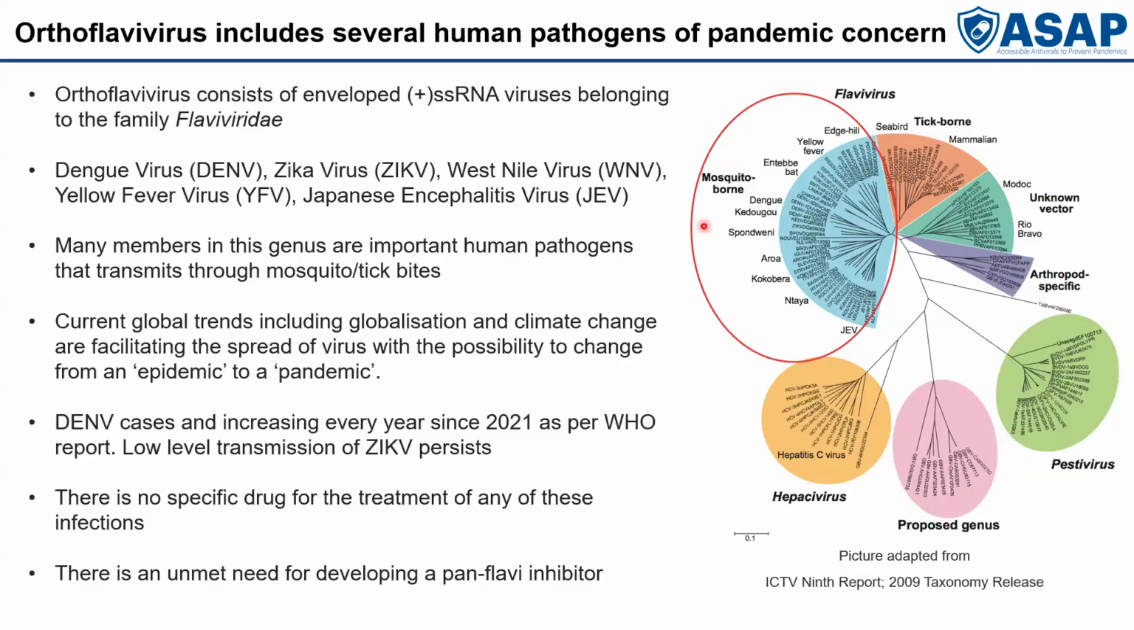They are transmitted either through mosquitoes or through ticks. And with the current trend of globalization and climate change, there is a lot of spread of this virus with the possibility of changing from an epidemic to a pandemic status at any time. So far, there is no specific drug for the treatment of any of these infections. And so therefore, there is an urgent need for developing a Pan-Flavi inhibitor.